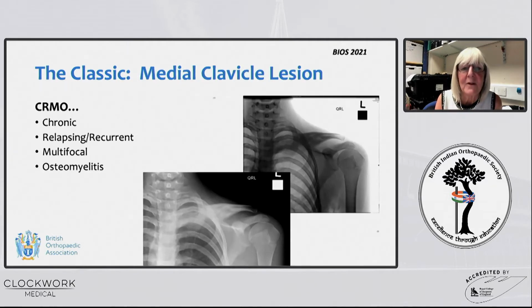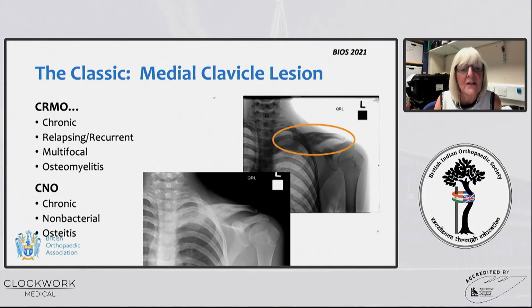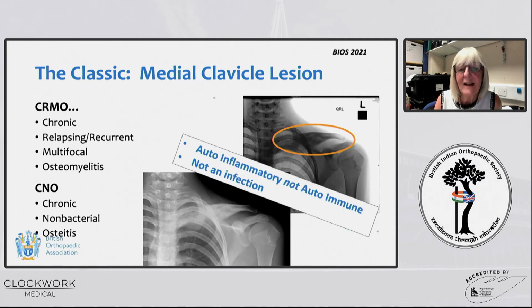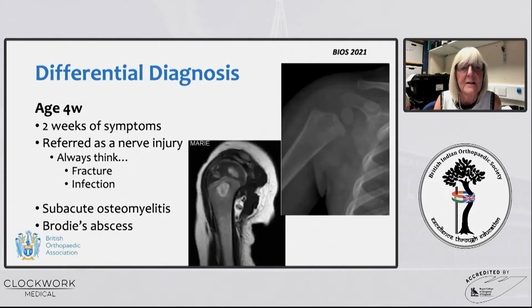At the other end of the spectrum, there's this lesion, classically in the medial clavicle, with the chronic, relapsing or recurrent multifocal osteomyelitis, or what we now tend to call chronic non-bacterial osteitis, because that's exactly what it is, non-bacterial osteitis. This is an autoinflammatory, not an autoimmune condition, and it's certainly not an infection. So this is in a different category altogether, but it might bring you to think about differential diagnoses.